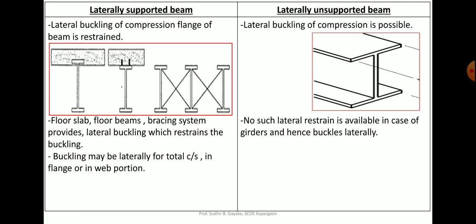So if you consider the example of a simply supported beam subjected to certain loading along the length, suppose a uniformly distributed load acting on a beam. For a sagging bending moment, the top compression flange will be subjected to compressive load and the bottom flange will be subjected to tension load. If that compression flange has certain lateral stability against buckling, that particular beam is classified as a laterally supported type of beam.